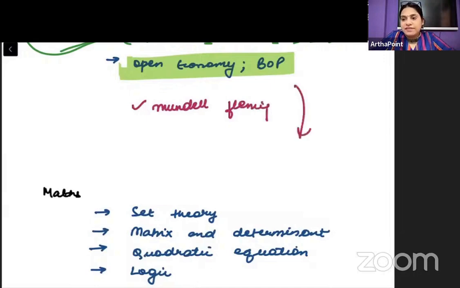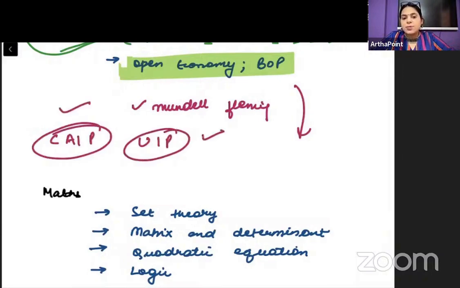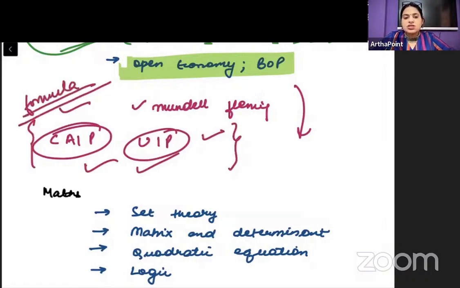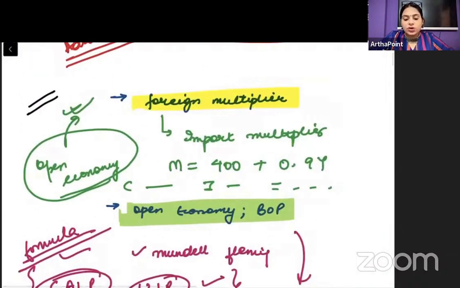And you must be very, very clear with covered interest arbitrage parity situation and uncovered interest parity situation. ये दोनों ही चीजें आपको अच्छे से आनी चाहिए. You must be clear with their formulas very well. So this is all that you can go ahead and you can expect from macroeconomics.